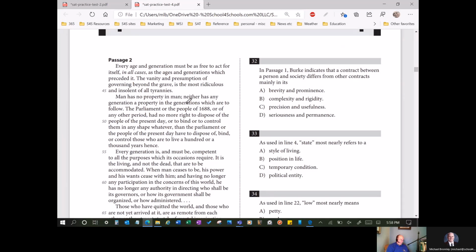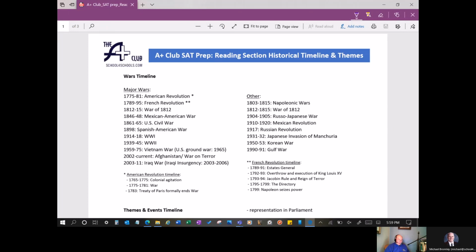So Paine says that every age and generation must be free to act for itself. So that is obviously for reform and for change. So we have one pro, one against change here, okay? So I hope that helps.